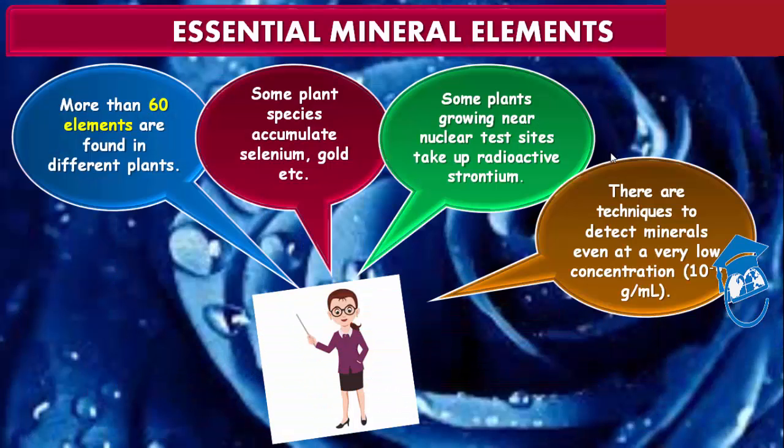Now, essential mineral elements. As I told you, more than 60 elements are found in different plants. Some plant species accumulate selenium, some accumulate gold, etc. And some plants growing near nuclear test sites take up radioactive strontium, as I told you. There are techniques that can detect minerals even at a very low concentration, that is 10 raised to the power minus 8 gram per ml.